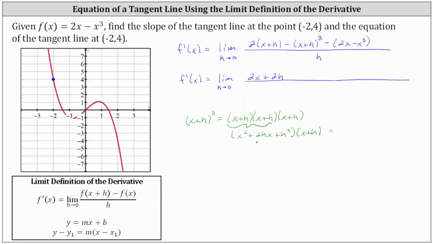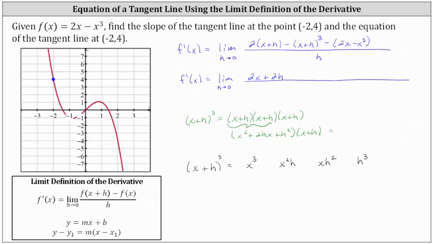So while this will work, let's review how to use Pascal's triangle to more quickly cube the quantity x plus h. First, if we're cubing the quantity x plus h, the first term will have 3 factors of x. The second term will have 2 factors of x and 1 factor of h. The third term will have 1 factor of x and 2 factors of h. The fourth term will have 3 factors of h. And now we can use Pascal's triangle to determine the missing coefficients.